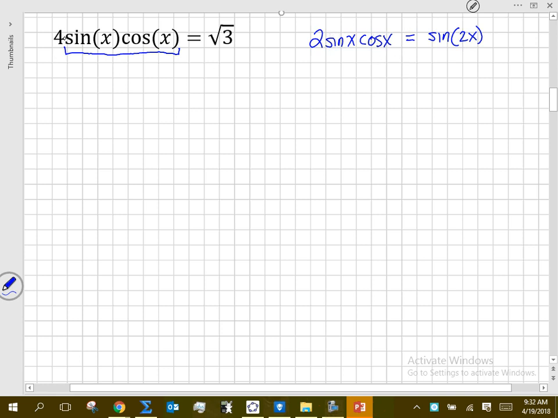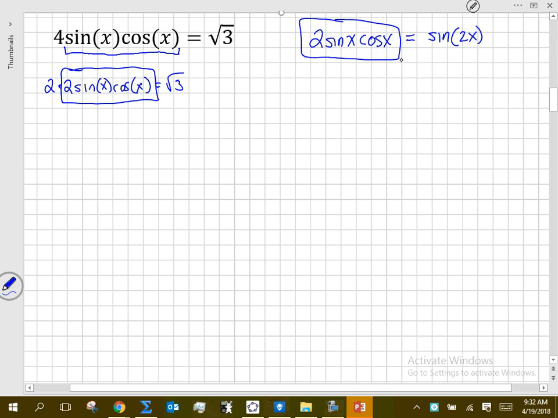Would you agree that this over here, we can't make a direct substitution yet because it's 4 sine x cosine x, not 2 sine x cosine x. Would you agree that 4 is the same thing as 2 times 2? All right, this way, now that thing, we can substitute as sine of 2x. So now we get 2 sine of 2x.